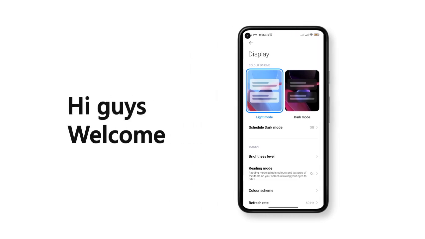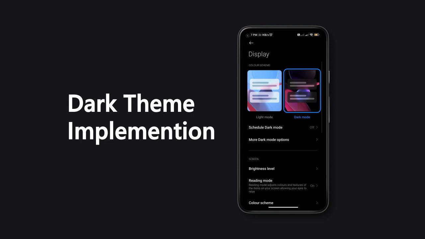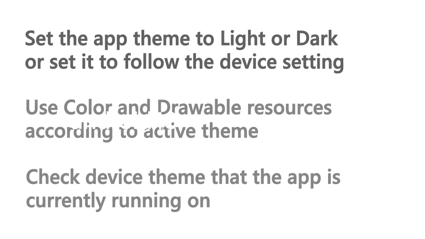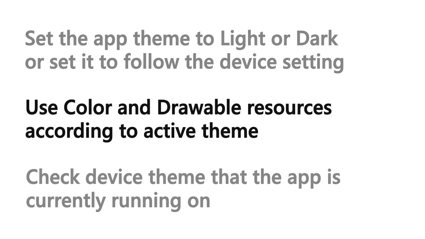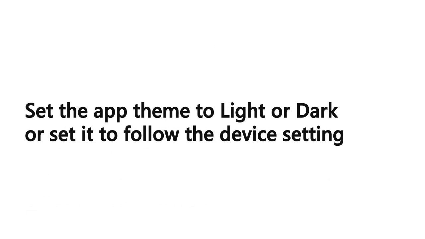Hi guys, welcome. Today we're going to take a look at the new dark theme implementation features which were added in Android 10 and how you can implement them in your own app. In today's video, we're going to learn how a user can change your app theme or set it to default so it can sync with the OS. Next, how you can manage your resources such as colors and drawables according to the light and dark theme. And lastly, how you can check the current theme of the device that your app is currently running on. So let's get started.